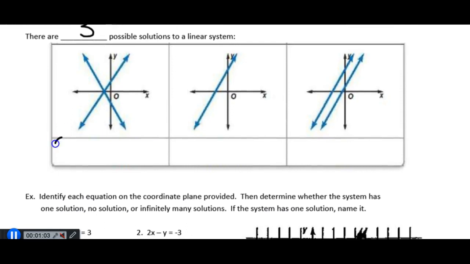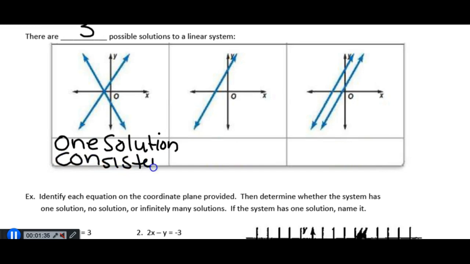First, we have the possibility of one solution, meaning that they intersect in one spot. And we can see that intersection by looking at where they are crossing each other. And that would actually be the solution, but we'll get to that in the next examples. It's also considered to be consistent. That means it has a solution, so it's consistent, and that they're independent. They don't depend on each other, the lines, so that's considered independent.